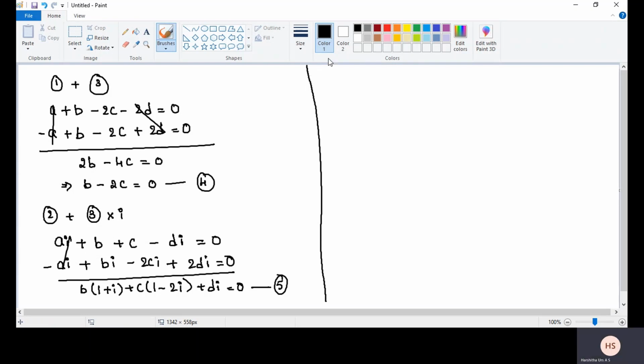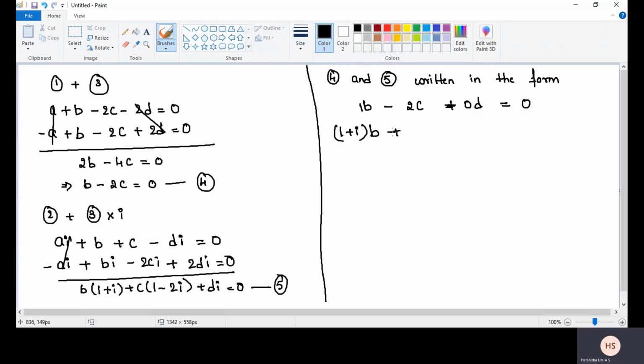Next, equation 4 and equation 5 written in the form. Equation 4: 0 a plus 1 b minus 2c plus 0 d is equal to 0. Equation 5: 1 plus i into b plus 1 minus 2i into c plus i into d is equal to 0.